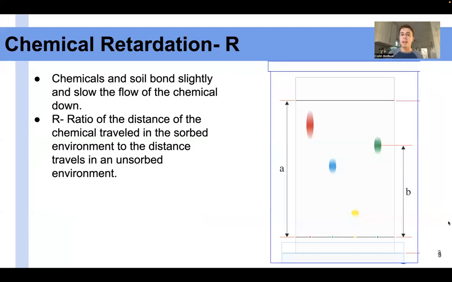And so chemical retardation is a scientific term. Being retarded means you're slowed in some way. And so chemicals bond with soil slightly, and that slows down the flow of that chemical. And so that's represented by the R value, which is our chemical retardation coefficient. And this is a ratio of the distance that that chemical travels in an environment compared to that distance traveled if it was not being affected by these chemical factors, if it was moving through an inert, unsorbed environment.